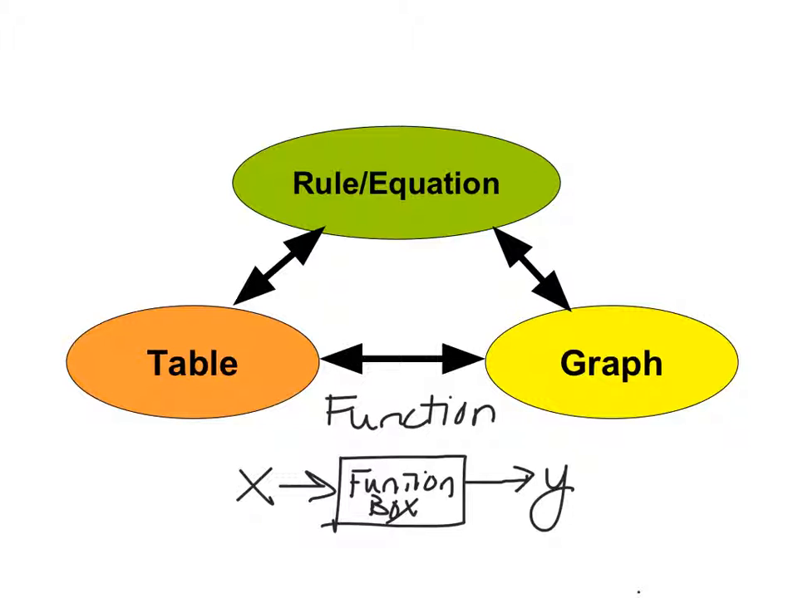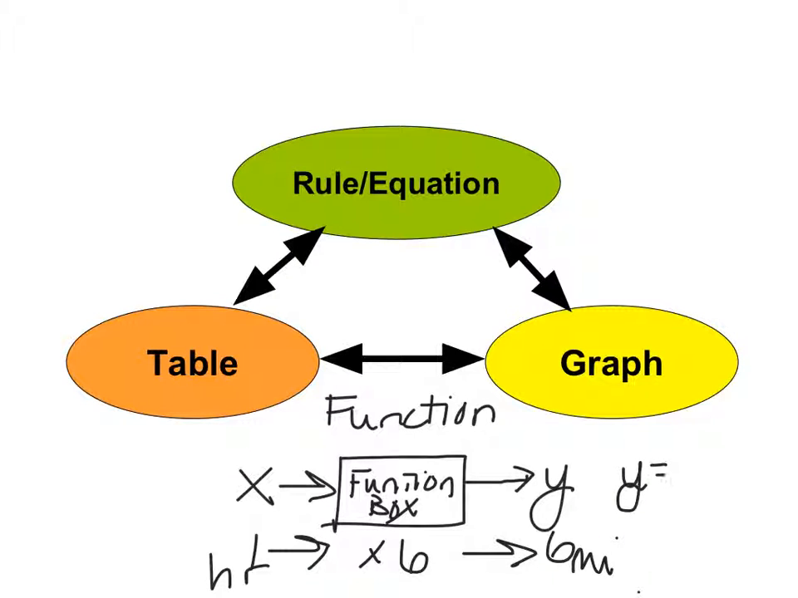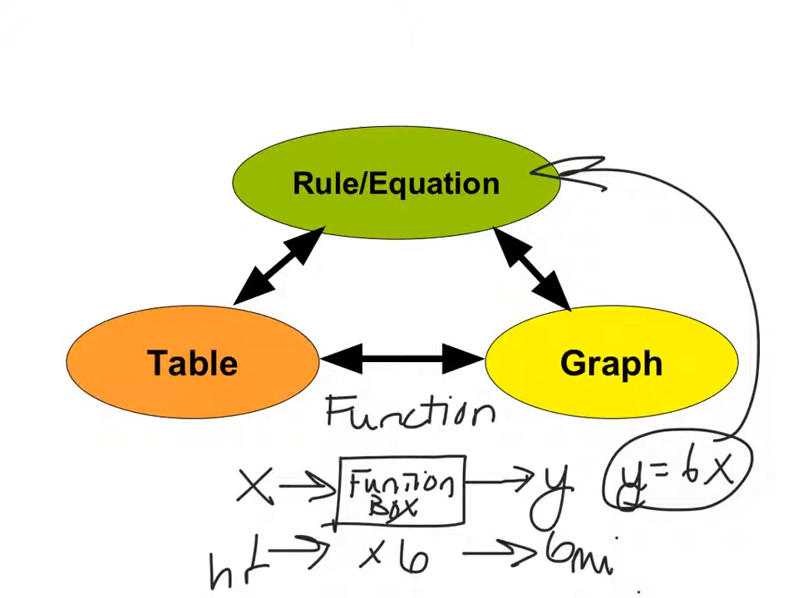So in this situation, the previous example, we put a 1 in the function box, and the 1 was 1 hour, and something happened in the box, and what came out was the number 6. So 1 hour went in, and we got 6 miles out. And what happened in the box was we multiplied by 6. So our function was to get y, we took x and we multiplied it by 6. This is my rule, or my equation.